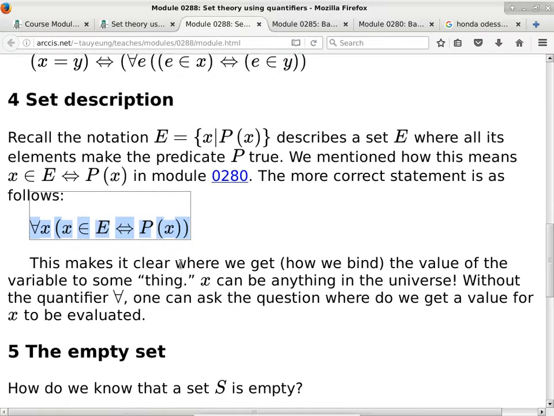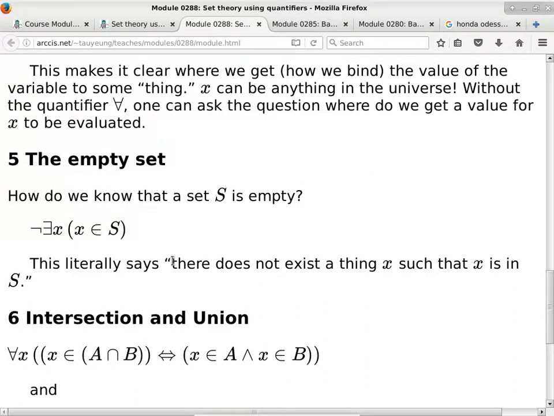What about the empty set? How do we know something is an empty set? Okay, let's spell that out. Okay, so the negation says it is not true that there exists something in the entire universe such that that something is an element of S. It simply says there does not exist anything in the entire universe that is a member of S. S is an empty set. It has nothing.